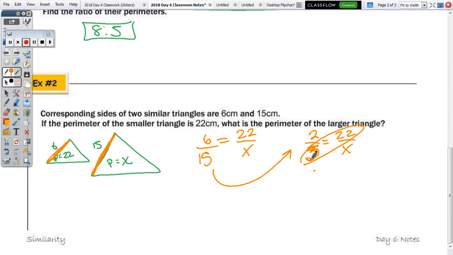2 fifths is right. Because 3 goes into 6 twice. 3 goes into 15 5 times. And 5 times 22, well, 5 times 20 is 100, so 110 equals 2x, divide by 2, and x is 55. So what is the perimeter of the larger triangle? 55 centimeters.